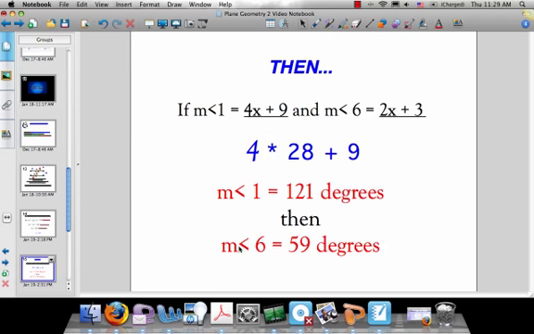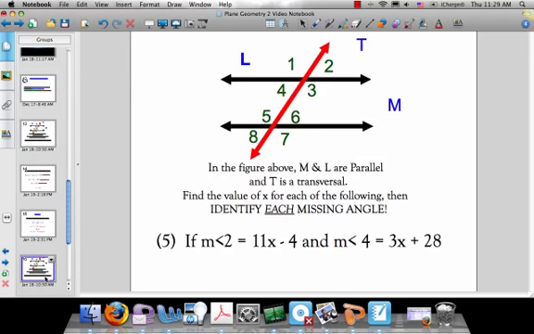Now, the measure of angle 6 is 59 degrees. How do I know this? Because these two have to add up to be 180. So 180 minus 121 will give me 59 degrees. I could have also come back up to where it says measure of angle 6 and put a 28 in there for x. So 2 times 28 would give me 56, and then 56 plus 3 would make 59. And this is what happens in my model when my two angles are supplementary to one another. The next example I want to do is when the angles are congruent.